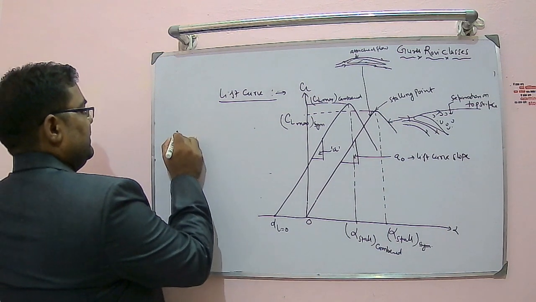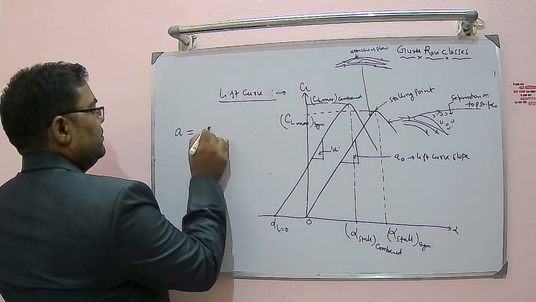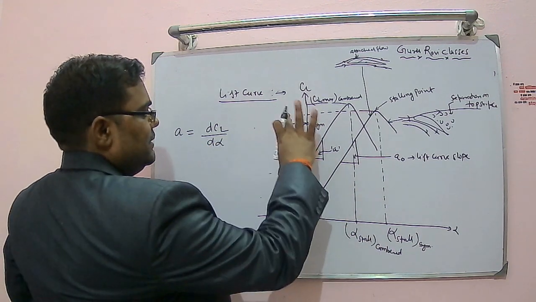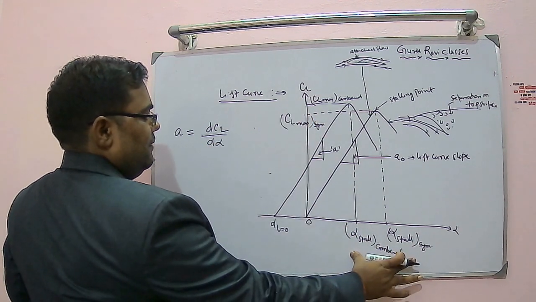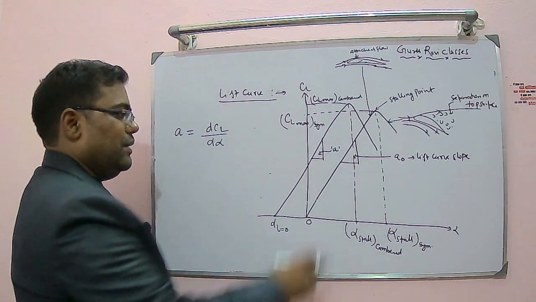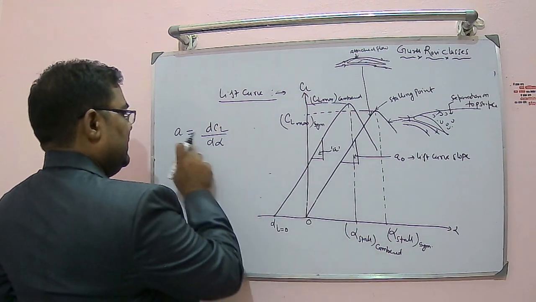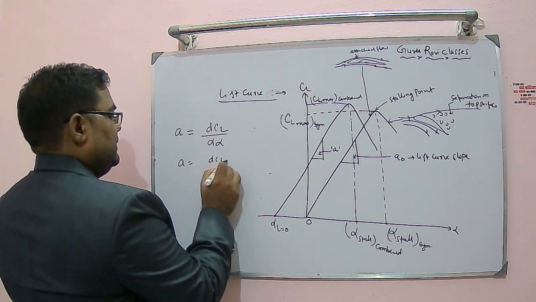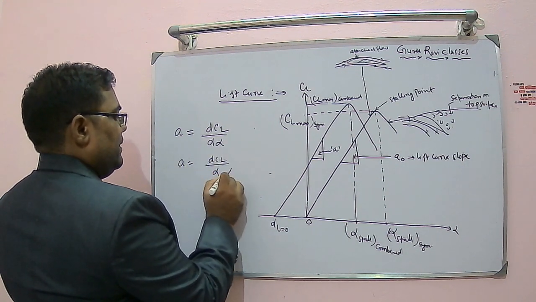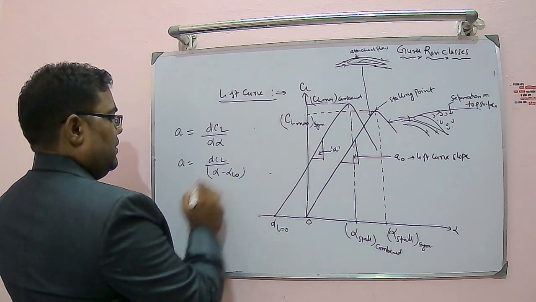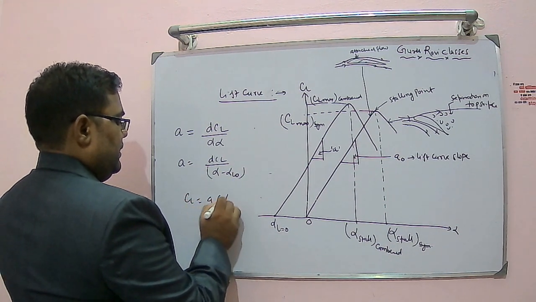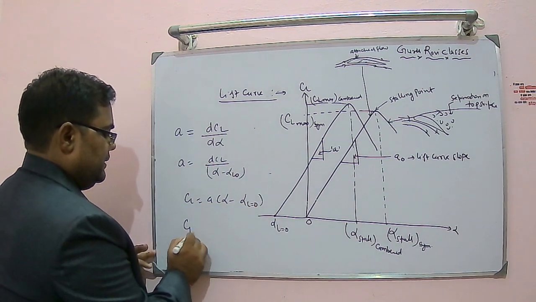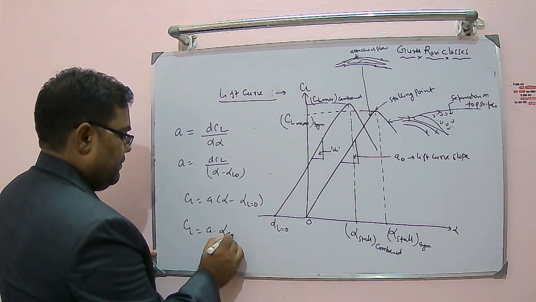So we can say A is equal to change in CL divided by change in alpha, because change in CL and change in alpha, this is called slope. So I am defining this A. A is dCL by d alpha. So I can say A is equal to dCL divided by alpha minus alpha naught, or I can say CL is equal to A times alpha minus alpha L naught, or CL is equal to A into alpha effective.